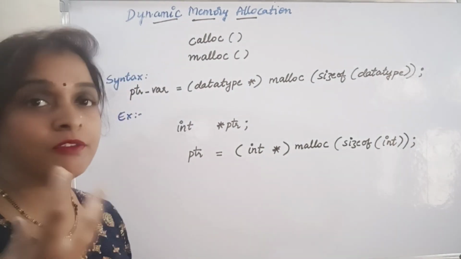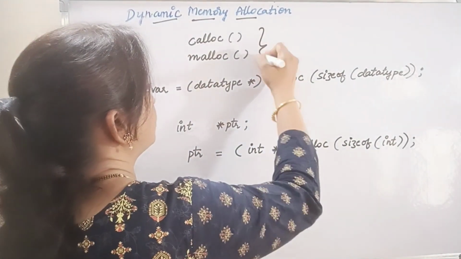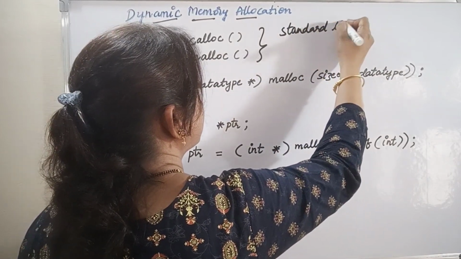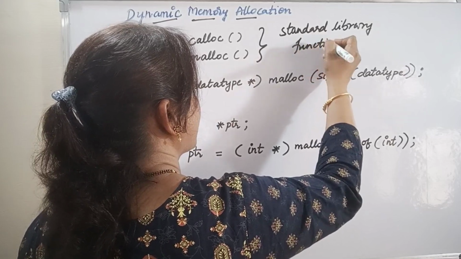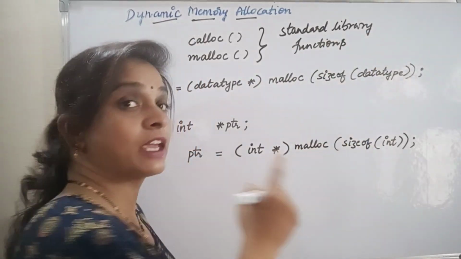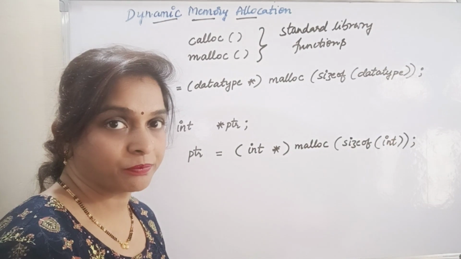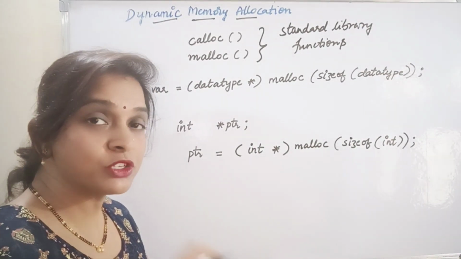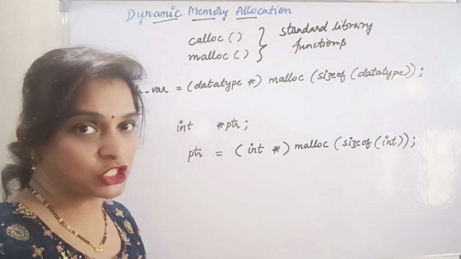So here we have two standard library functions called calloc and malloc. So with these two functions, we can allocate the memory during runtime, that is during execution time. So with the help of these two functions, the memory is allocated dynamically. Who is going to point to this memory? So a pointer comes into the picture here.